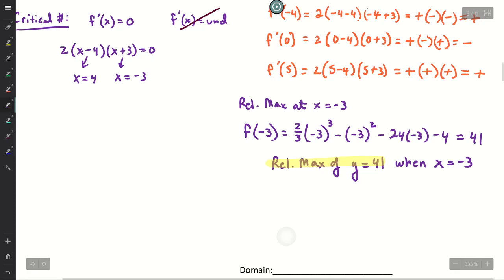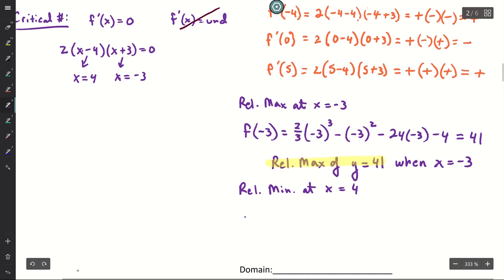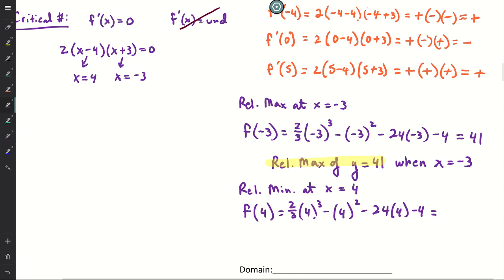Okay, we also had a relative minimum at x equals 4. And so on there, evaluate the function at 4. So 2/3 times 4 cubed minus 4 squared minus 24 times 4, and then minus 4. Using our calculator there, that one's going to give you an ugly type fraction.